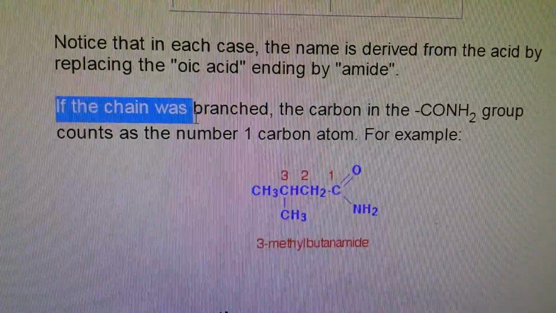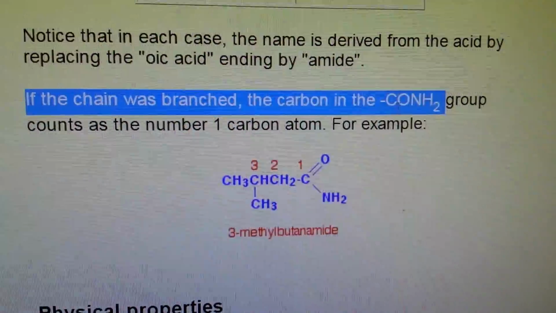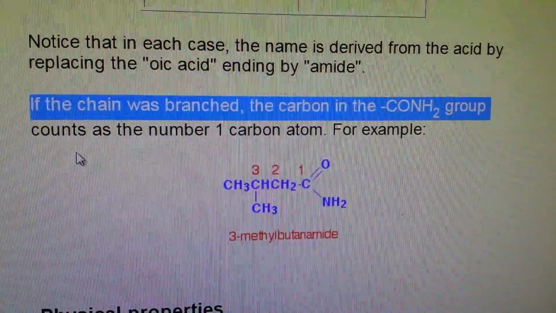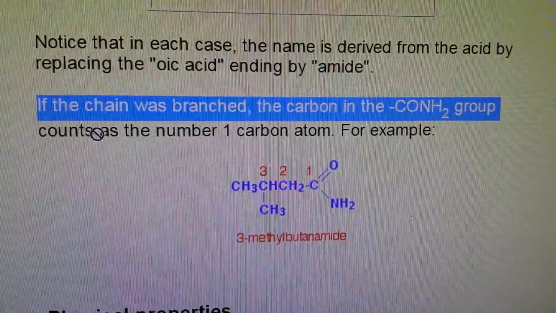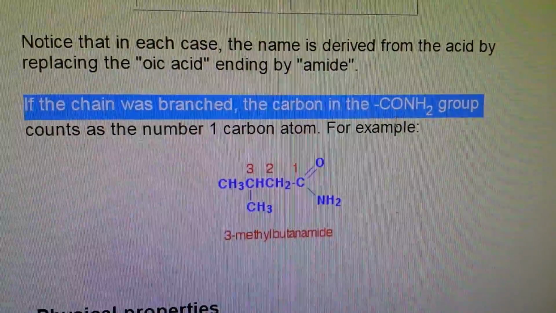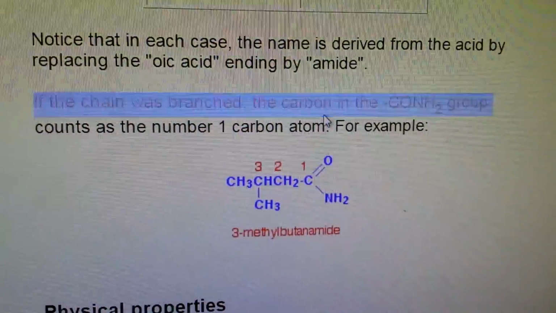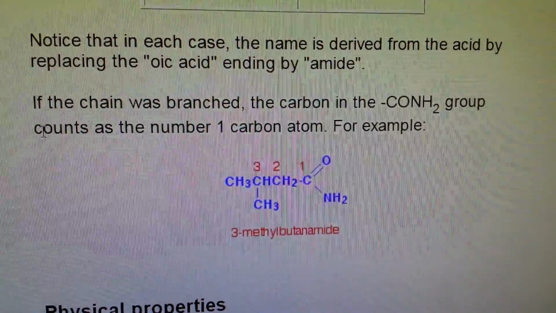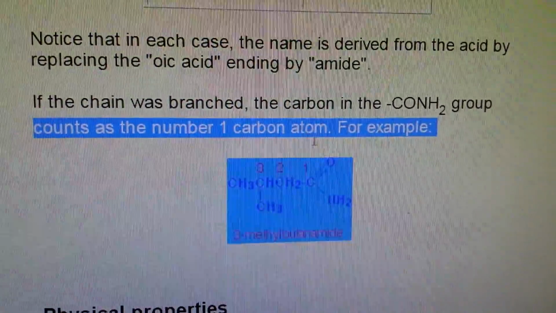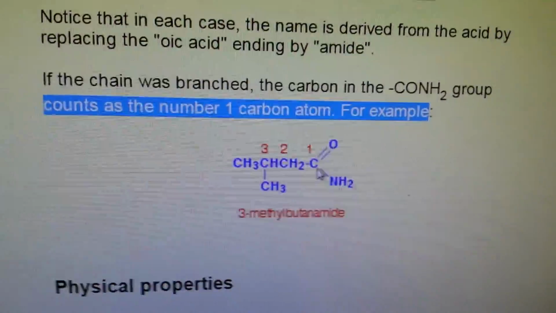Now we're talking about branching and naming. If the chain is branched, the carbon in the CONH2 group counts as number 1. If there are many branches and you don't know how to name them, there is a pretty easy way: we just give number 1 to the carbonyl carbon.